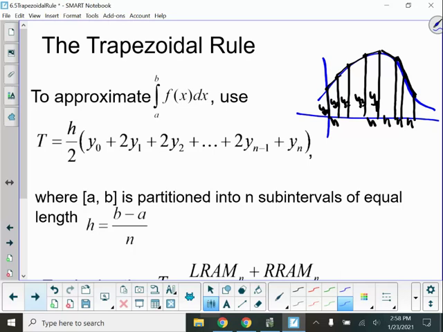To figure out your h, you have to figure out how many subintervals you're partitioning your area into, and then you do b minus a. So b minus a over n is going to give you your h, if they don't come out and tell you what your h is.